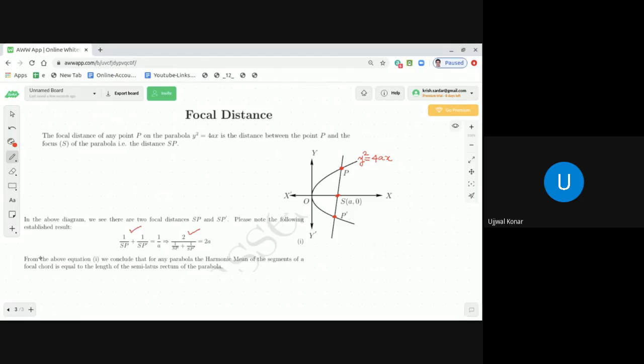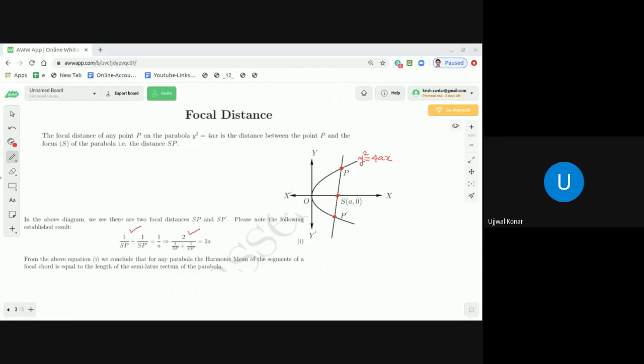Okay, what is the latus rectum of a parabola? That is 4a. For a parabola whose equation is y square equal to 4ax, what is the length of the latus rectum? 4a. So the length of the semi-latus rectum will be what? 4a by 2, that is 2a, and that is equal to the harmonic mean of the segments of a focal chord. Okay, so harmonic mean, if you recall, dear students, in our sequence and series discussion, there is something called harmonic mean. If SP and SP dash are the two numbers, then their harmonic mean is 2 by (1 by SP plus 1 by SP dash), and that is equal to 2a. That is what we actually conclude from this information.